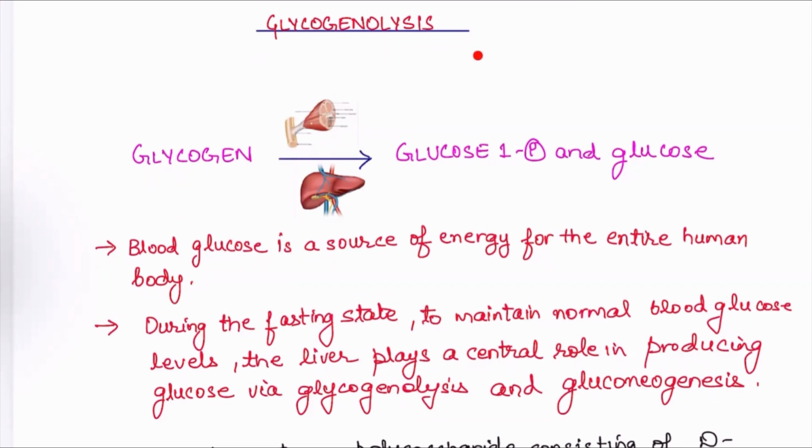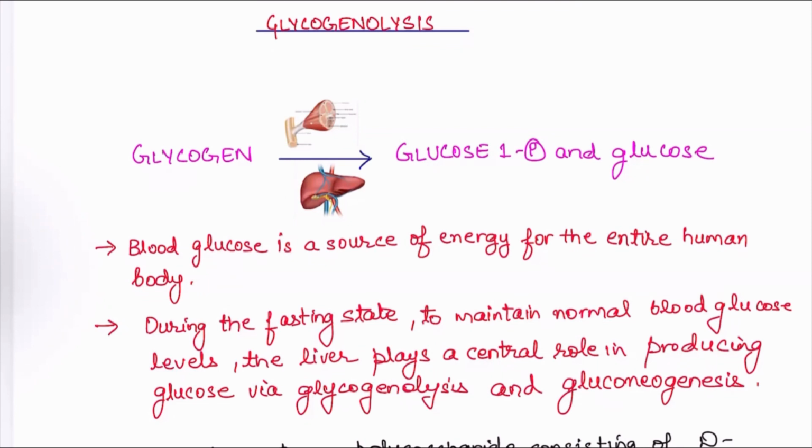Today in this video, we are going to focus on a portion of glycogen metabolism, which is called glycogenolysis. Just like any other kind of metabolism, glycogen metabolism also can be divided into two parts, which is glycogen catabolism, that is glycogenolysis, and glycogen anabolism, that is glycogenesis.